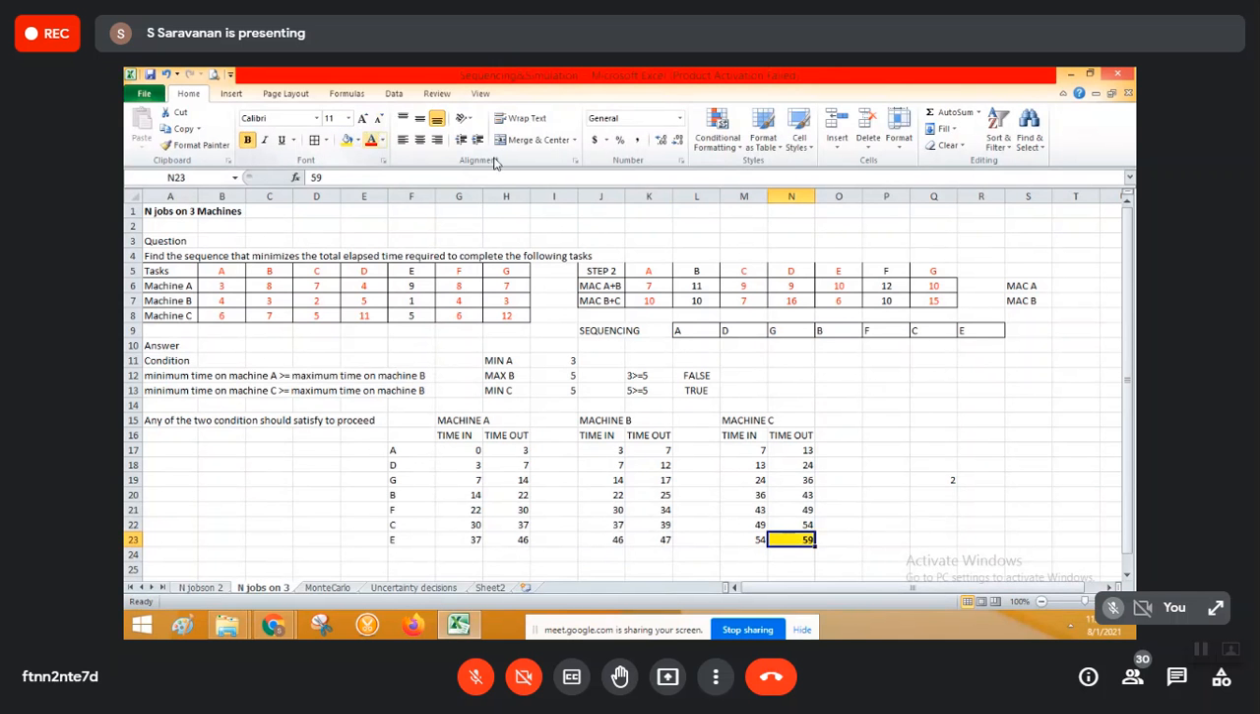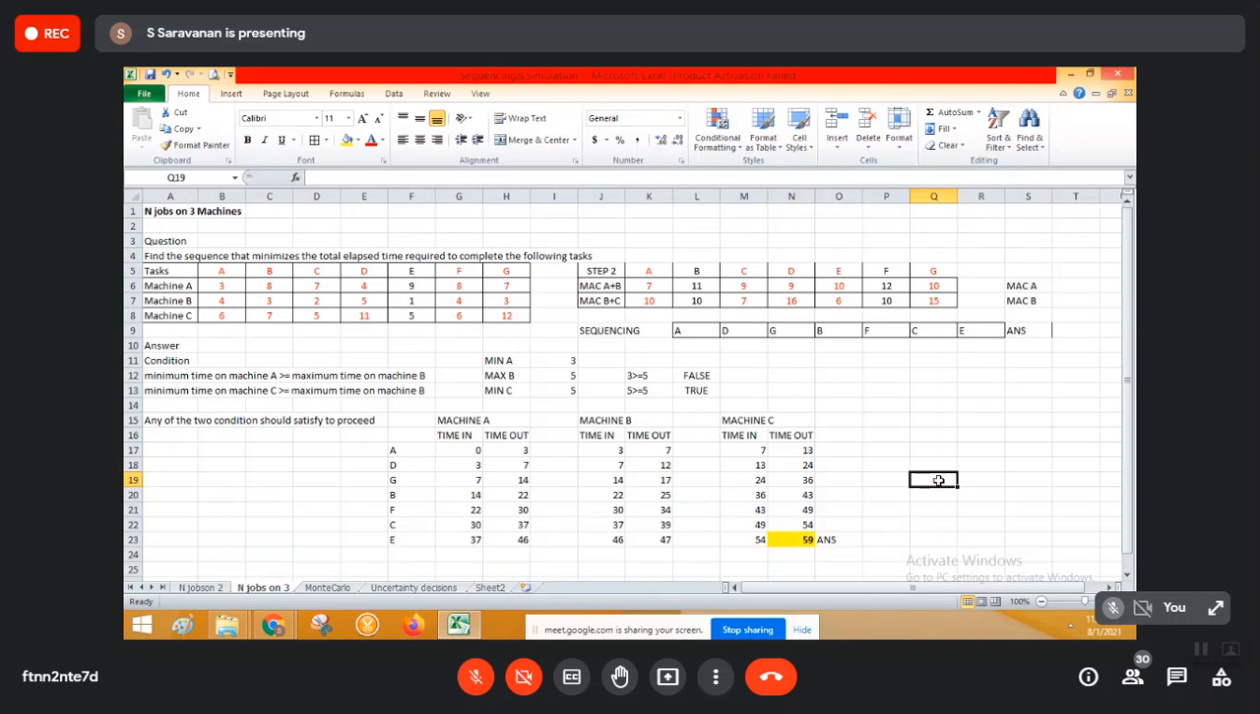Right? So we have got one more answer. Okay. So that answer is what? This is sequencing. This is one answer. We have made a sequencing, right? So this is one answer. Okay. So this answer is what? Total elapsed time or minimum elapsed time, right? So it is 59 minutes or 59 seconds or whatever it may be.